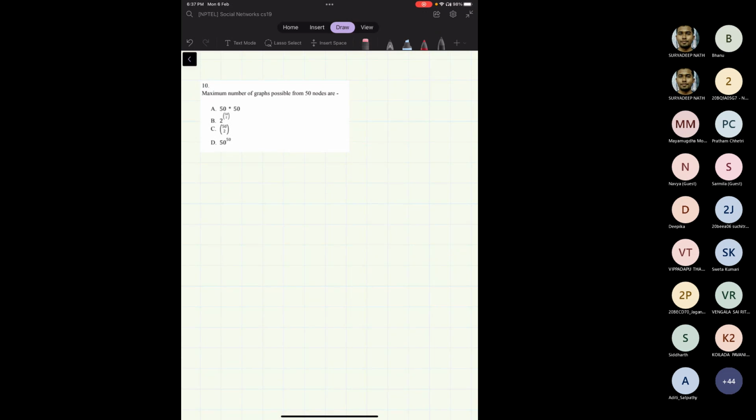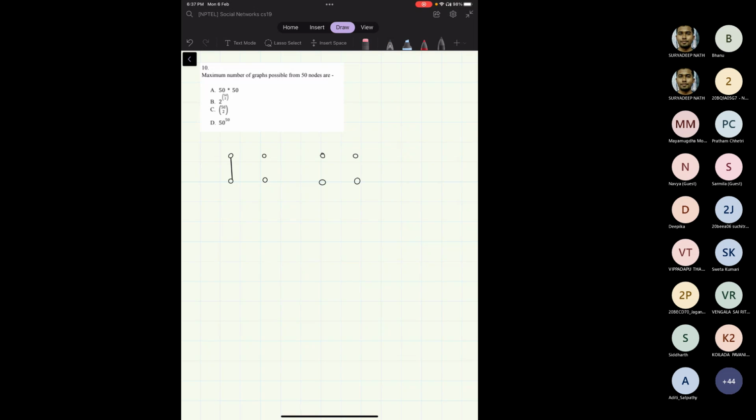What is the maximum number of graphs possible from 50 nodes? You have 50 nodes. How many graphs can you create? Before solving, let us consider what this problem is trying to say. Considering a simple case of, let's say, 4 nodes: 1, 2, 3, 4. This can be one possible graph. Second, you can have again 1, 2, 3, 4, and this is another graph.